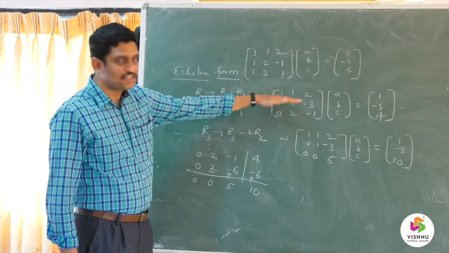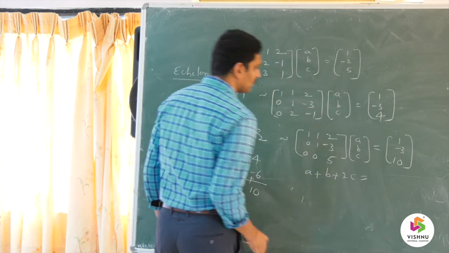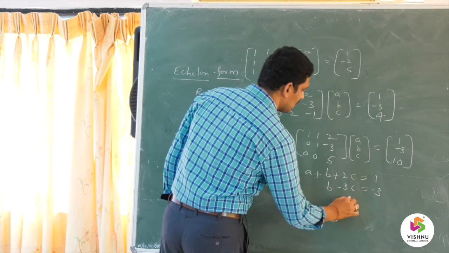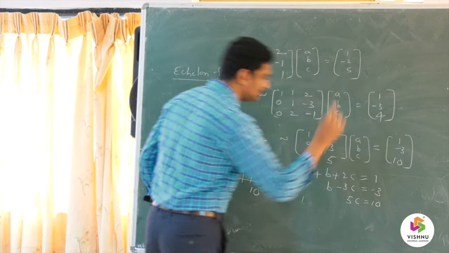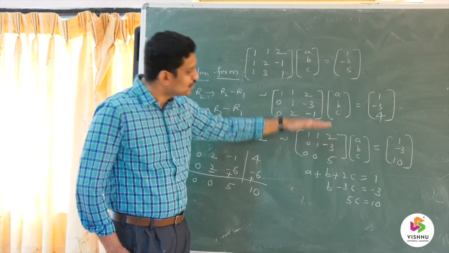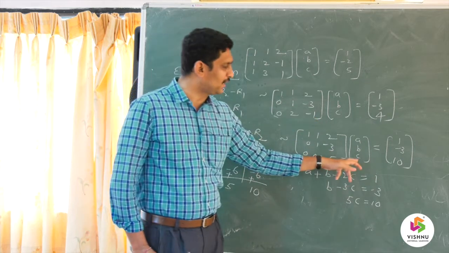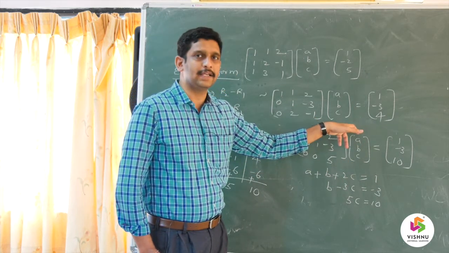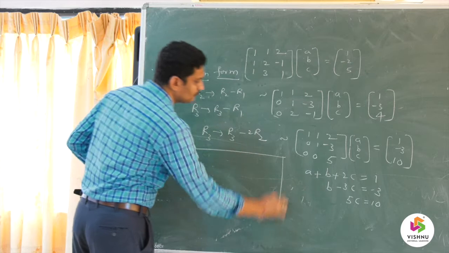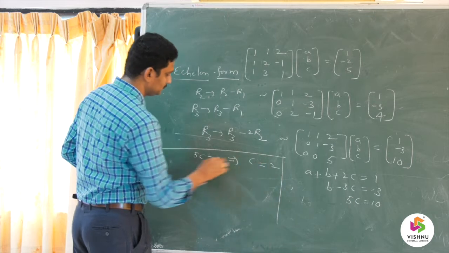Now you have the corresponding equations here. What are these? A plus B plus 2C is equal to 1, B minus 3C is equal to minus 3, and 5C is equal to 10. Right? So here we apply the process of back substitution. Starting from the last equation, we have to come back. First we evaluate the last parameter C, then B, then A. So from 5C is equal to 10, which implies that C is equal to 2.